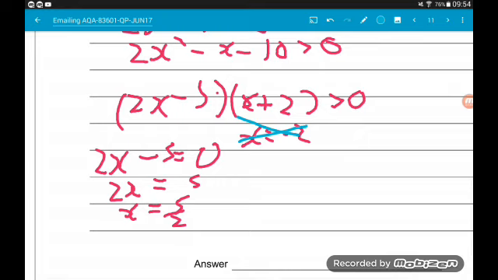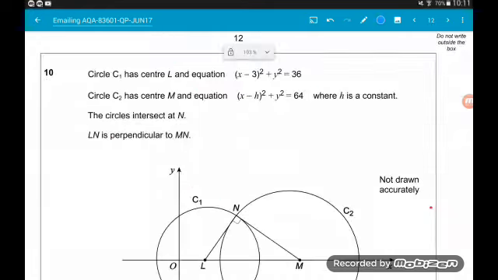Now we want the area to be greater than 7. So we want x then to be greater than 5 over 2, or 2.5. That's our answer. Jobs done.